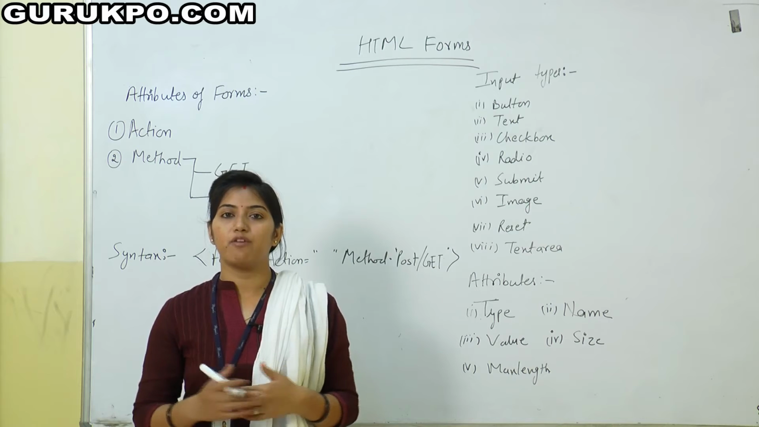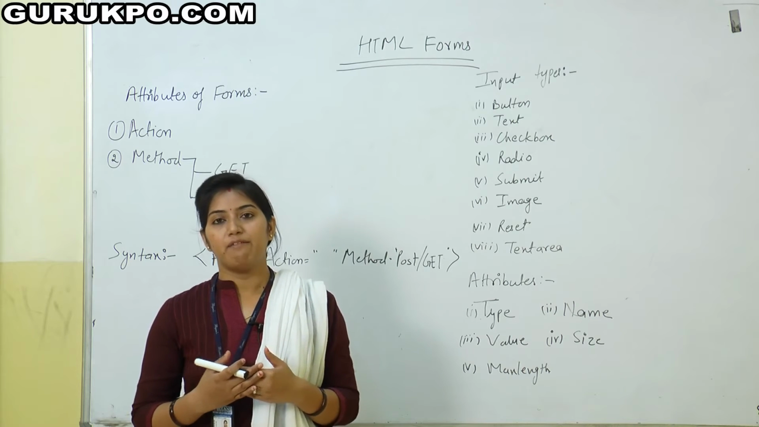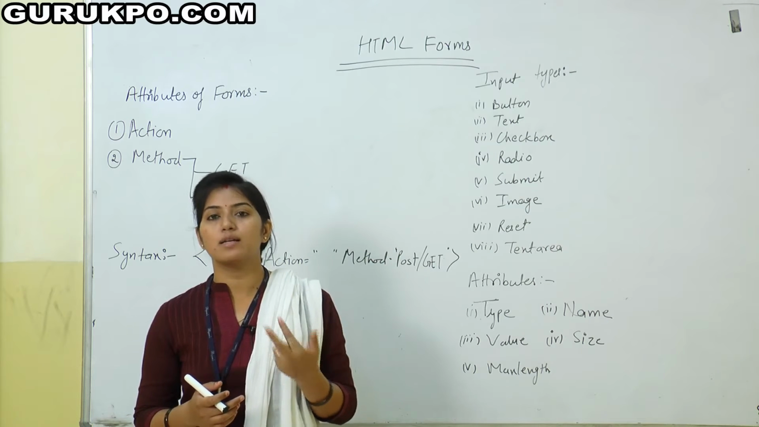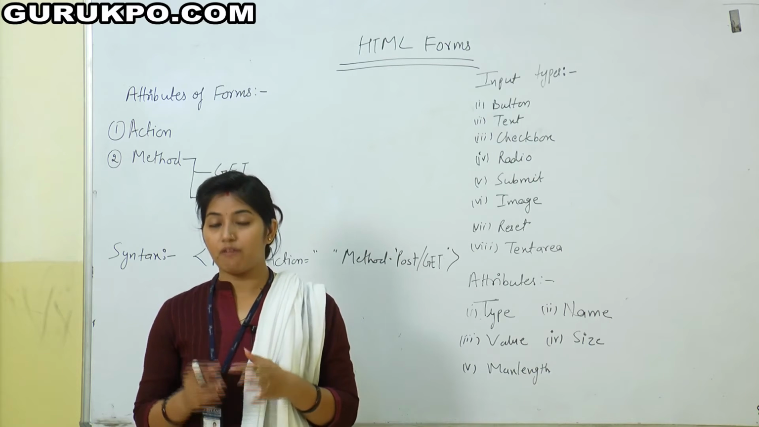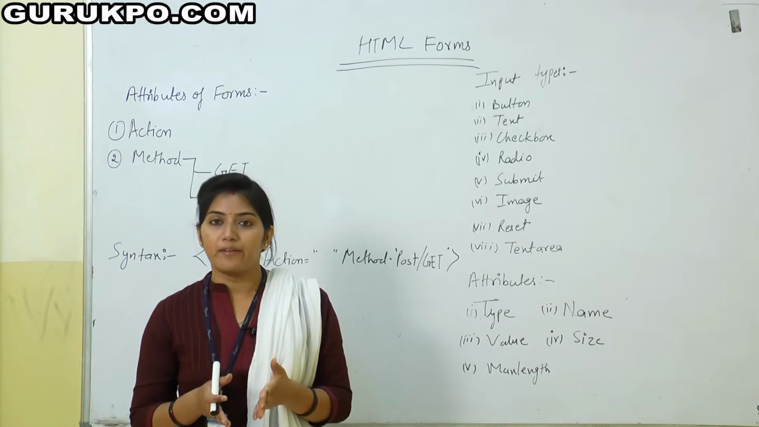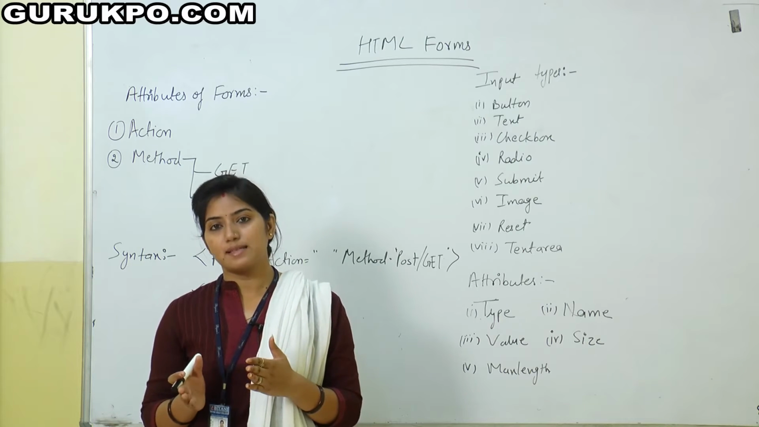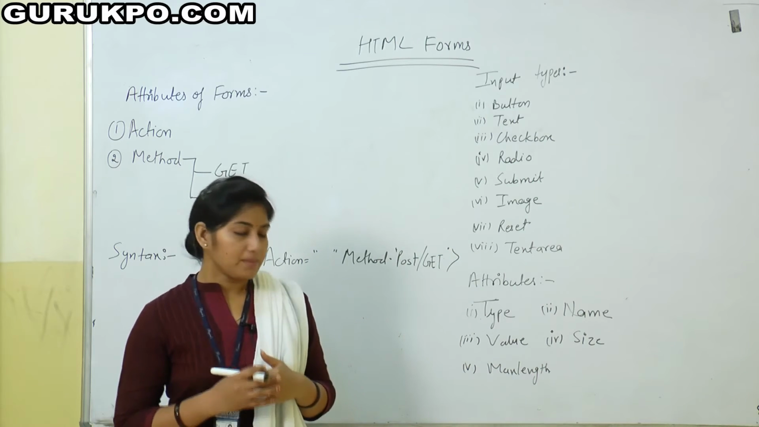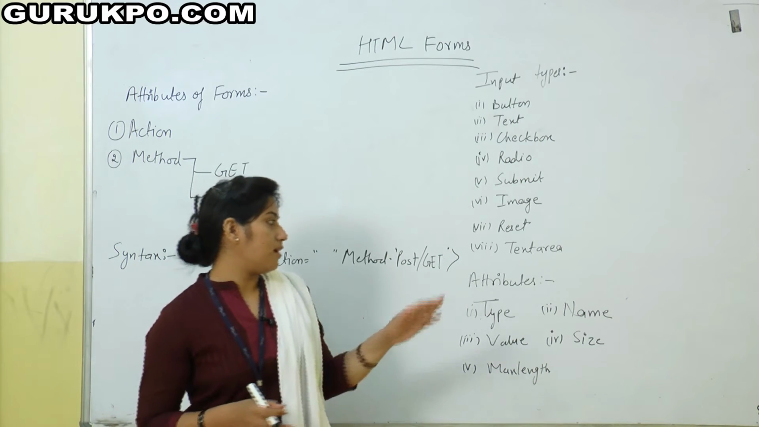For example, if I want to enter my name, then I will use text, because it is in a single line and two words or three words maximum. But if I want to enter an address, then it will be a multiple line statement, so we can use text area for multiple lines. Then next, attributes.